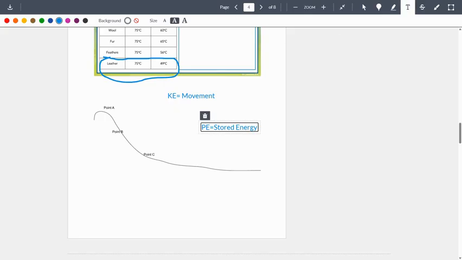So right here at point A, if we take a car or a sled, let's think sled, this is going to have potential. Down here at point C, it's going to have kinetic. At point B, we've got some potential and some kinetic. Why does it have some potential? Because it has more to fall. Why does it have some kinetic? Because it is moving.